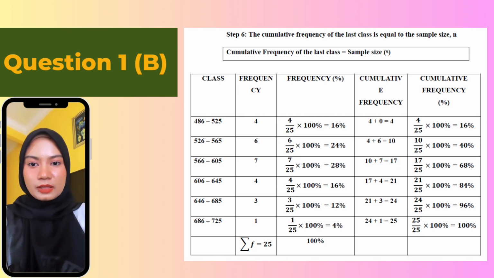So, this is the table for frequency, percent frequency, cumulative frequency, and percent cumulative frequency. The formula of frequency percent is frequency divided by sample size n, multiplied by 100%. Cumulative frequency is calculated by adding each frequency from a frequency distribution table to the sum of its predecessors, while the formula for cumulative frequency percent is CF divided by the sample size.